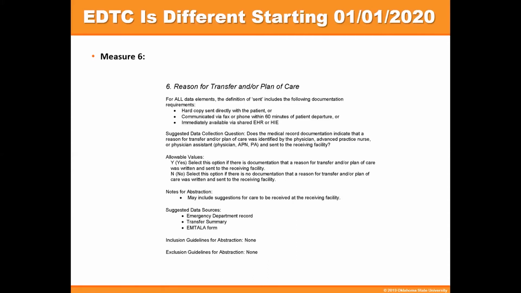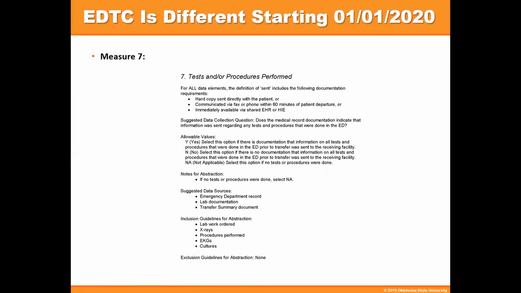Measure 6, why are we transferring that patient? Why are we needing to send that patient on to another facility? And then also the plan of care. The EMTALA form, the transfer summary, and the ED record are places to look for that. Measure 7, tests and or procedures performed. So anything that we tested or did with that patient in our facility, so labs, x-rays, EKGs, cultures, anything testing and or procedures that we did with that patient before sending them on.